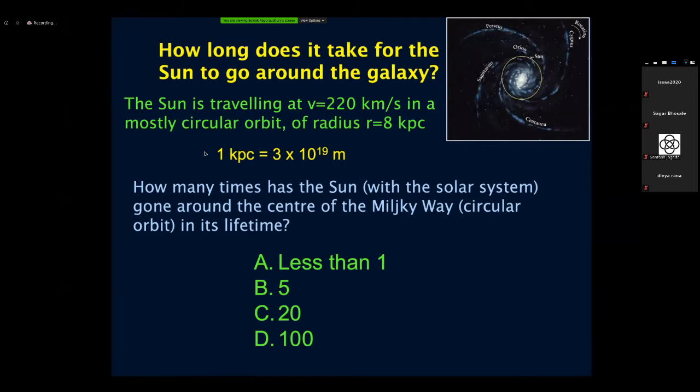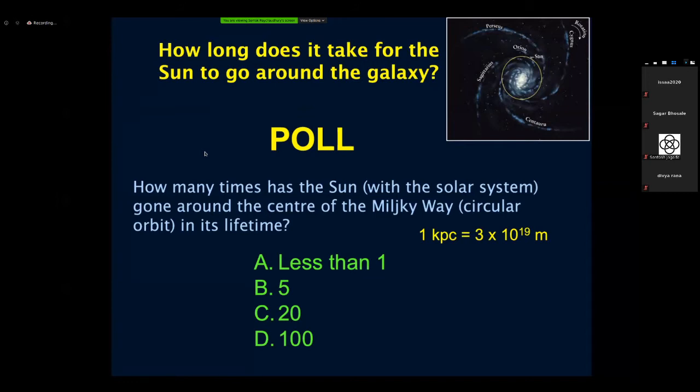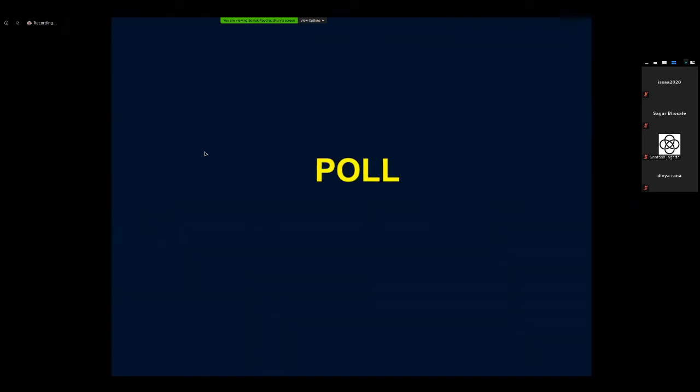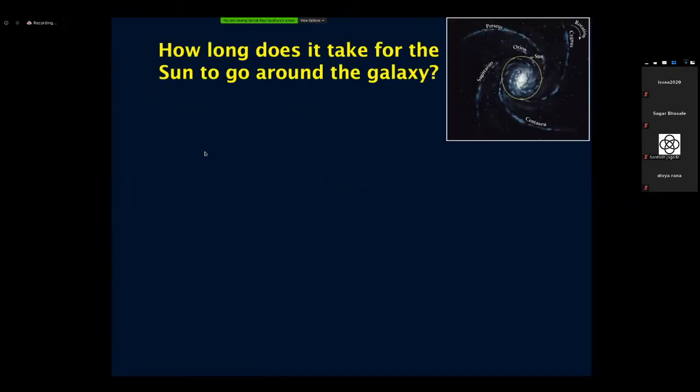So in 4.5 billion years, how many times do you think the sun has gone around the center of the Milky Way? Here's a poll, and I'm going to start a poll right now, and I want you to press the answer on your screens that you think is right. Has it gone around less than 1 time? Has it gone around 5 times, 20 times, 100 times? Please, you have 20 seconds to press this.